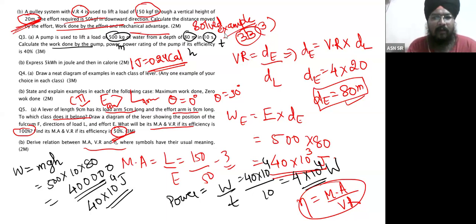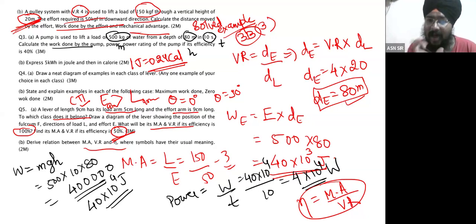Question 4.2 is: state and explain examples in each of the following cases: maximum work done and zero work done. So again, I will repeat: maximum work done means theta will be 0. W is equal to Fs cos theta. So when theta is 0, W will be just equal to Fs. That is the maximum work done example. We will take an example of an object coming down under the acceleration due to gravity. The force is gravitational force, and the displacement is downward. So force and displacement are in the same direction, so theta is 0.